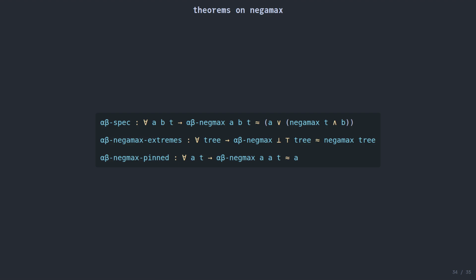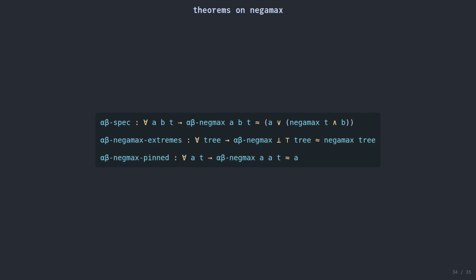We can now state a few key properties of negamax and alpha-beta negamax. I will only state the theorems here. The full proofs are available in the code linked in the description. The first lemma says this: if we run alpha-beta negamax with bounds A and B on a tree, the result is the same as the value of negamax on the tree when clamped to the interval between A and B.